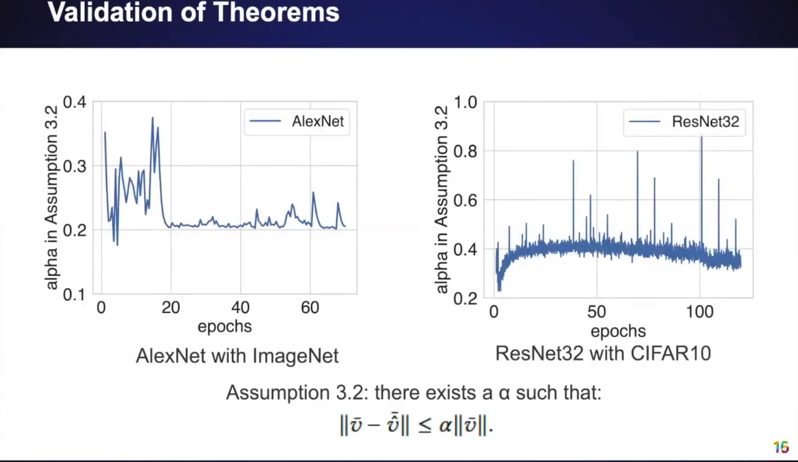First, let me show the validation of the assumption presented before. We sample the average gradients of AlexNet and ResNet after each epoch, and results are shown on the figures. As seen on both figures, alpha indeed exists, which means the error is bounded, and the assumption is valid.